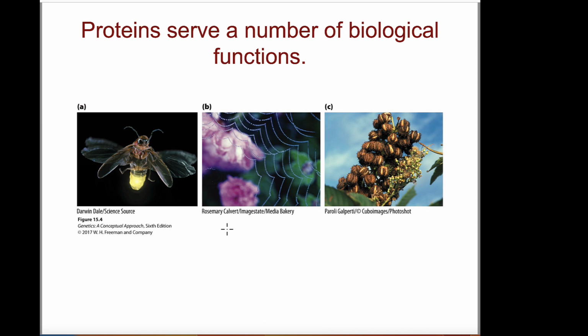In a firefly, light is produced by a light-producing reaction in which luciferin and ATP are acted upon by the enzyme luciferase, and that is how you get this light that is produced. The key here is the luciferase enzyme. B shows the protein fibroin, which is the major structural component that produces spider webs. Or C, in this picture, castor beans, which contain a highly toxic protein called ricin. Each of these scenarios shows you different types of proteins and their roles.